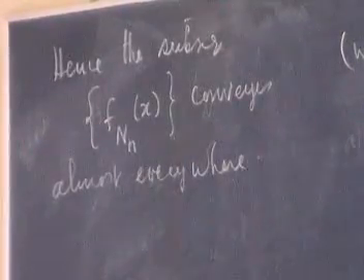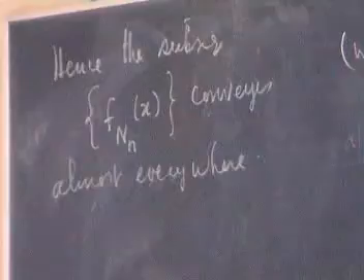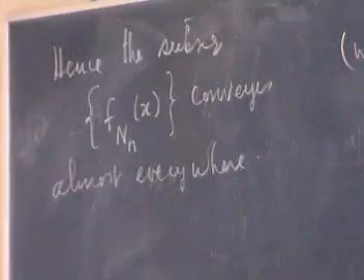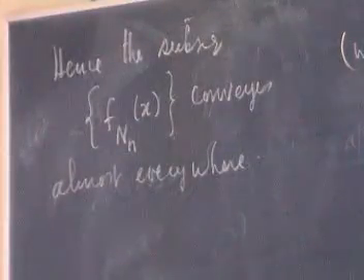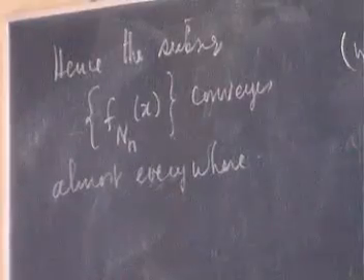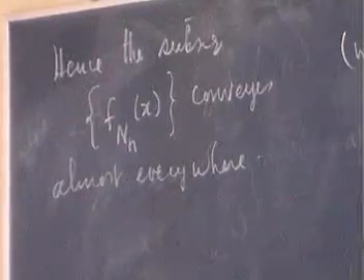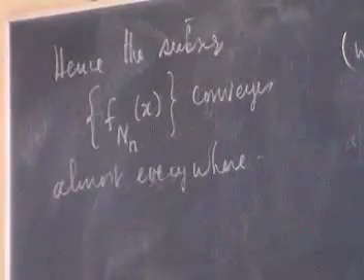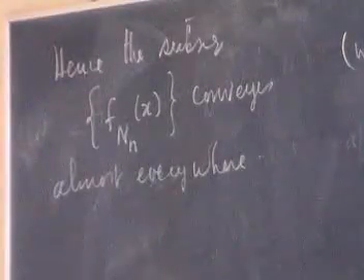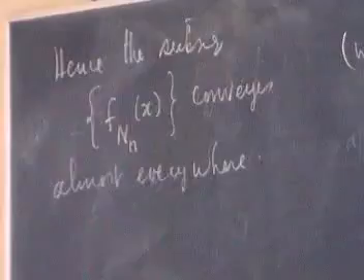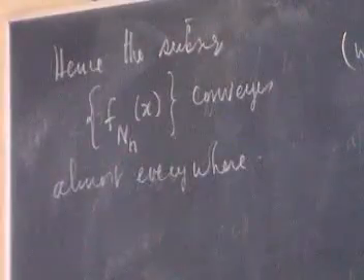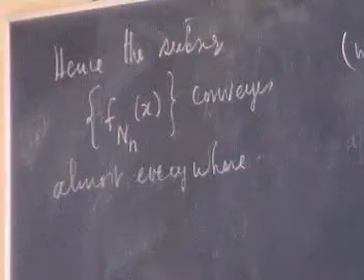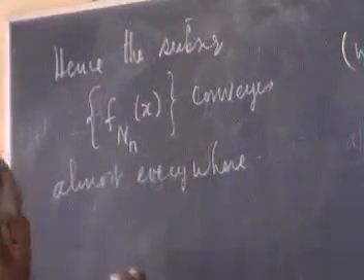Yes, the subsequence. That is because with the absolute value, what is meant by absolute convergence is that if you have a series, this converges, then that also converges. So therefore, I have this converges almost everywhere.